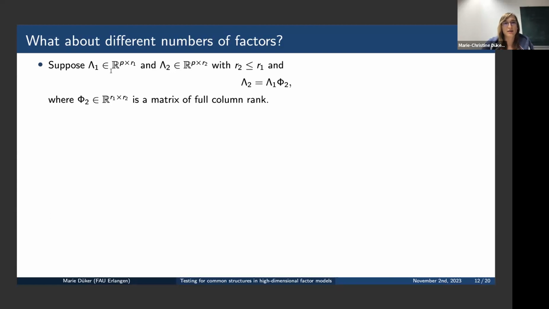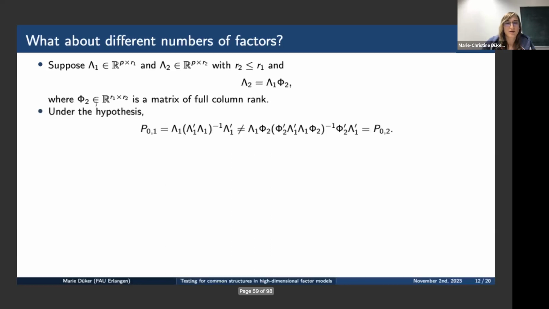So we suppose that lambda1 and lambda2 actually have different dimensions. So still, sorry, this is supposed to be a D. We still know that lambda1 and lambda2 are D times R, but R is allowed to be different. So we have R1 and R2, and we assume that lambda1 comes from a factor model with potentially more factors. And we assume that this relationship is satisfied. And again, this matrix here has full column rank.